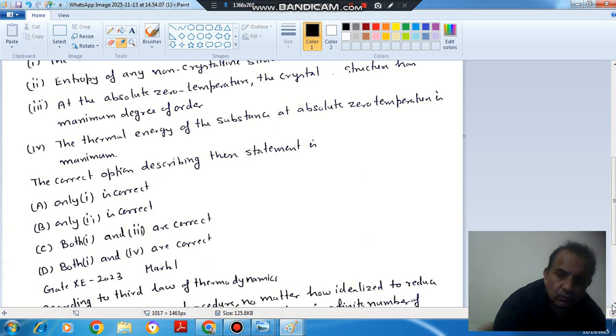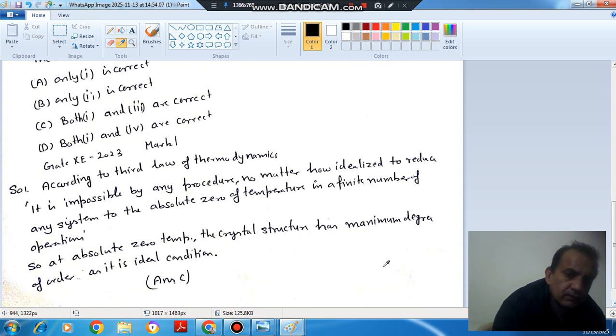Okay. So according to the third law of thermodynamics, it is impossible by any procedure, no matter how idealized it is, to reduce any system to absolute zero of temperature in a finite number of operations. So in a finite number of operations the system cannot be reduced to absolute zero temperature, because it is an ideal condition. As absolute zero is an ideal condition, it will have maximum degree of order, no randomness, no disorder, and entropy is the degree of disorder. So the answer is C. First is correct.